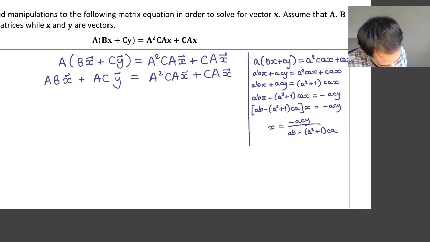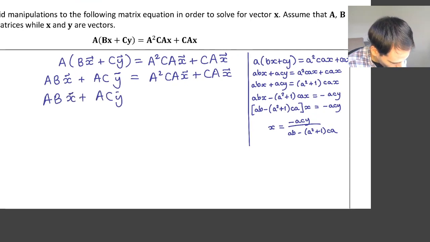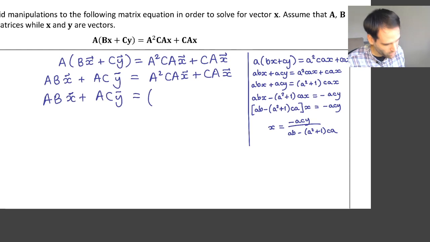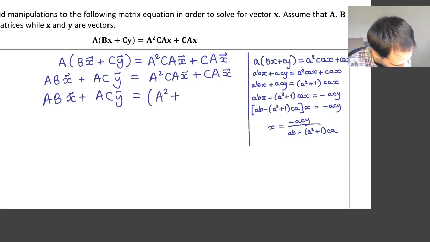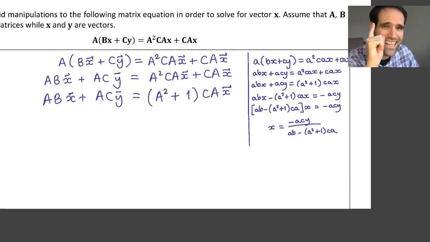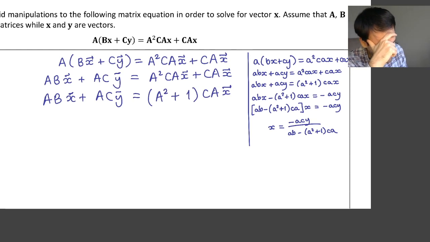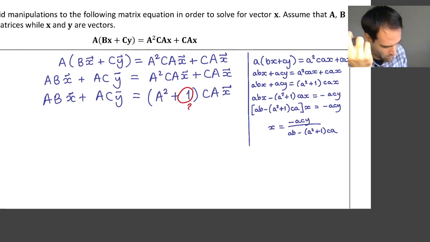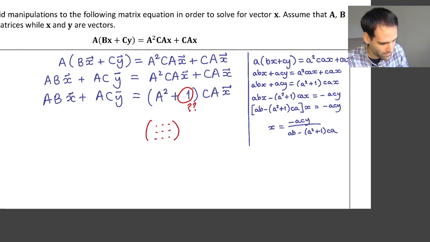So what do we do? How do we factorize this CAx? We do A squared plus 1 times CAx. But wait a second. What do you mean A squared plus 1? Plus 1? I mean, A is a matrix. A squared is A times A, which is a matrix. Okay, so we have some sort of matrix. I don't even know which size. How do I do plus 1?